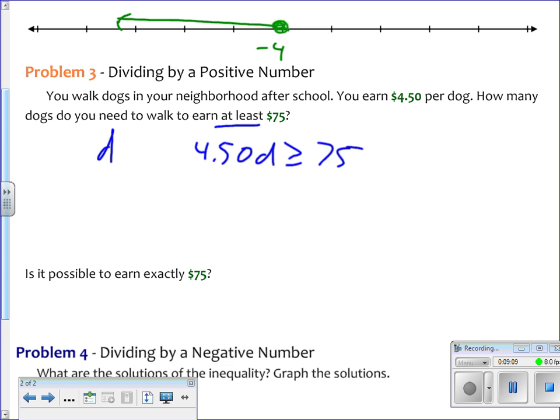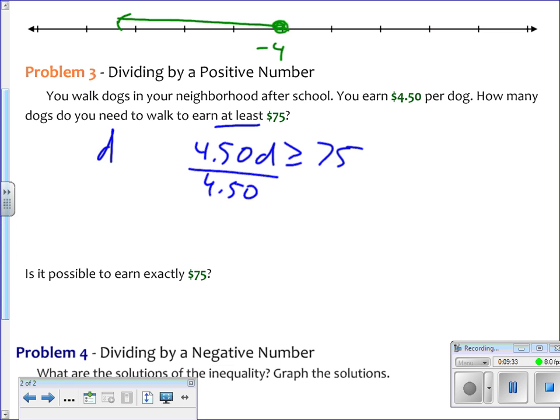That's the key to that problem, understanding what it means when you say at least. That means it can be 75 or larger. So the money I make from walking dogs has to be at least equal to 75 or greater than 75. Okay, so that's the hard part of this one, setting that part up. That's why you do an inequality.